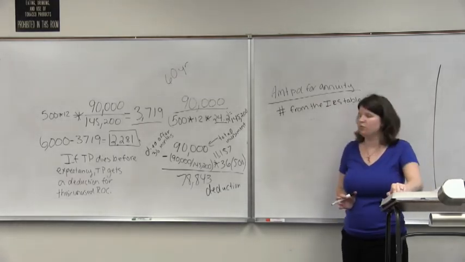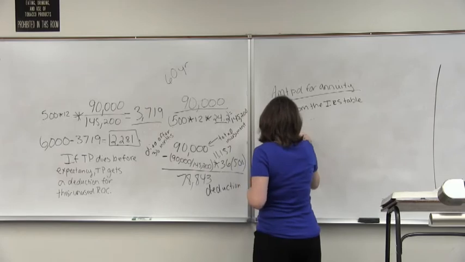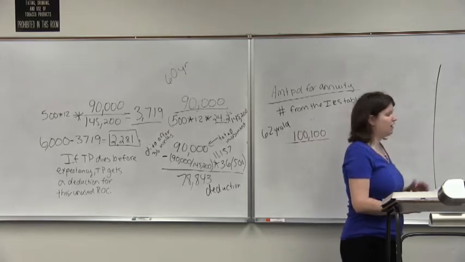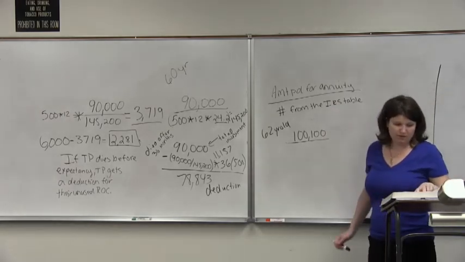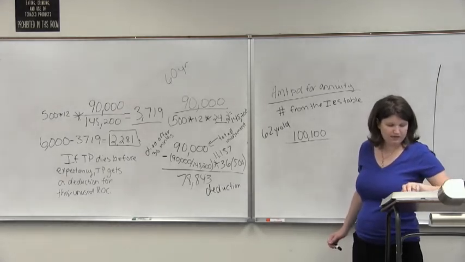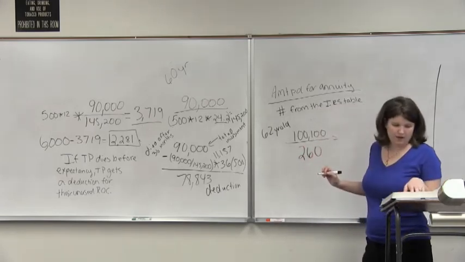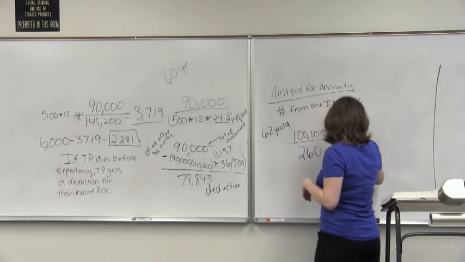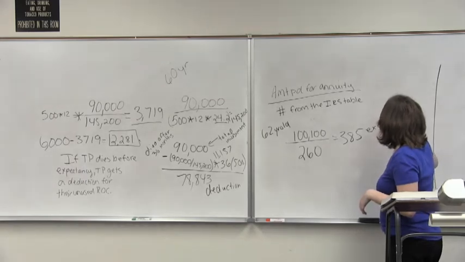So if you look at example 41, we have Andrea. She is 62 years old, and she pays $100,100 for an annuity. Now we have to determine what the number is from this table. If the taxpayer is between 61 and 65 years old, there is a total number of anticipated payments of 260. So that means the excludable amount of each payment is $385.